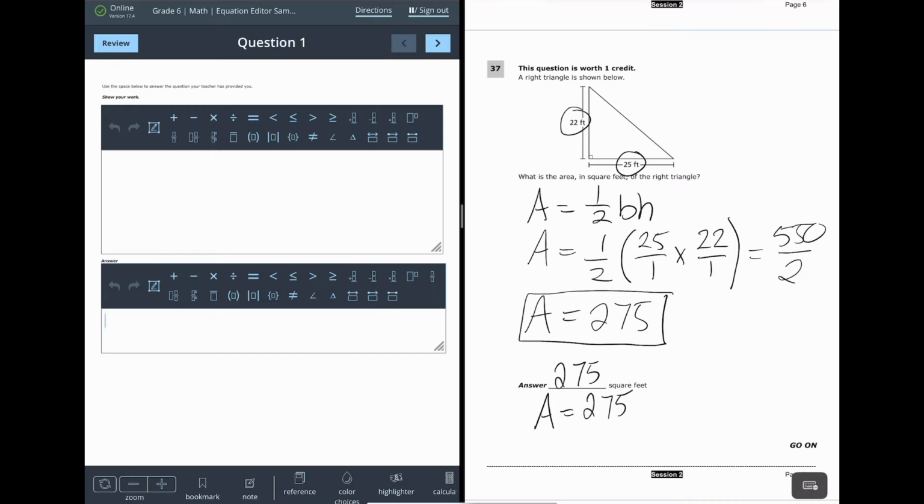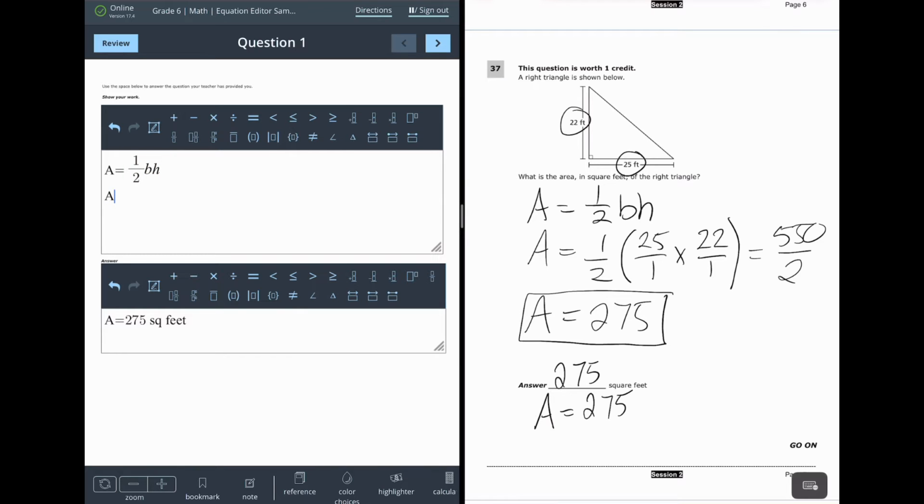You're just going to have the one on the bottom. So you can literally just type in area is equal to 275 square feet. That's all you would have to write, and you would have a complete answer. If you wanted to show your work, I would just put in my formula. Start with that. So area is equal to, I would hit this little button for fraction, and I will put 1/2 times base times height.